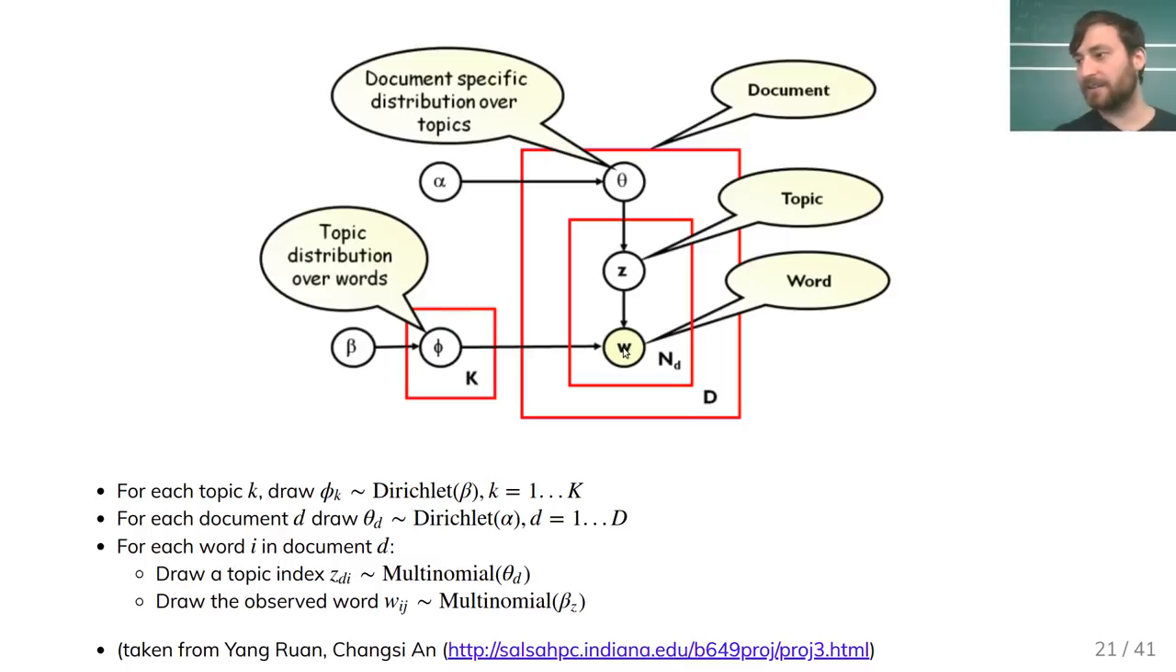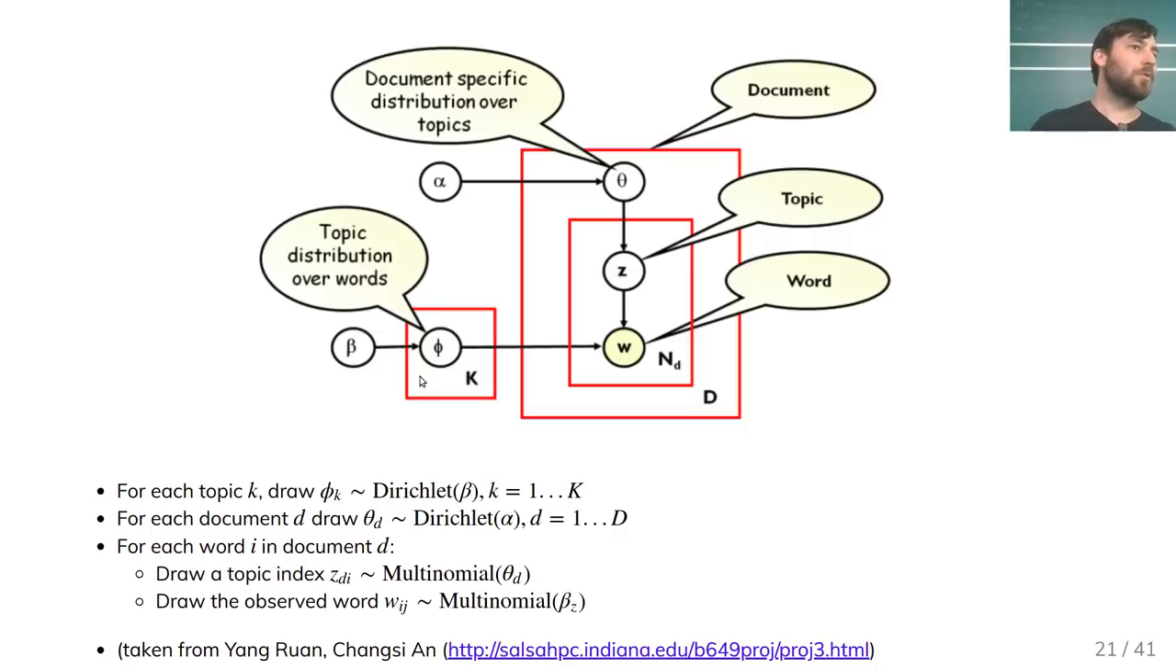So if I want to create a document, then the first thing that I draw is a distribution over topics. Then for each word that I want to create, I pick which topic I want, and then using the topic and the distribution of words in that topic, I pick a word. And now, what we want to do is we basically want to invert this process, and we want to figure out what is the distribution over words for each of the topics.